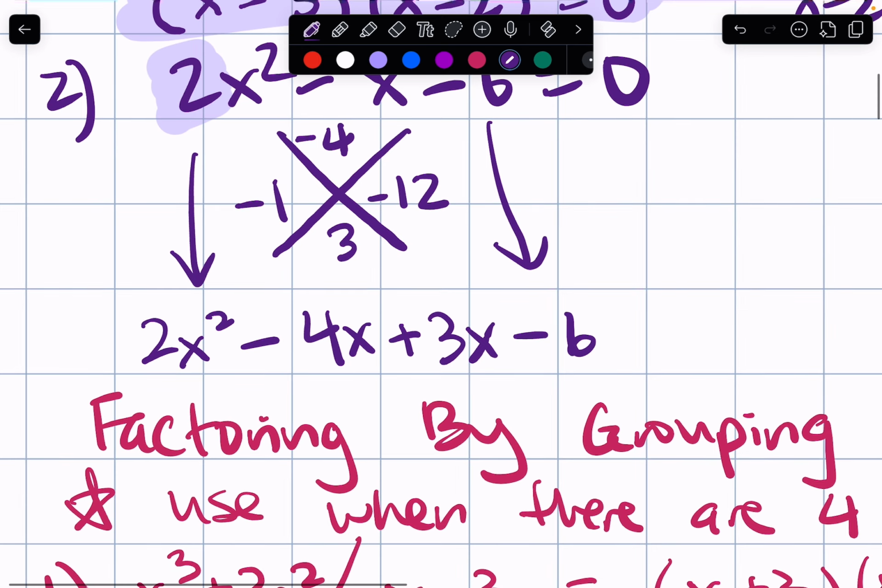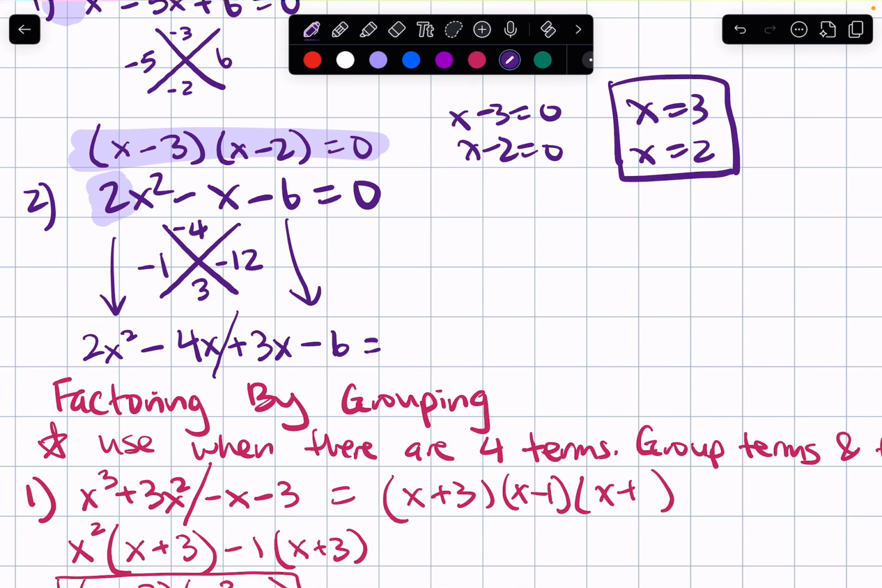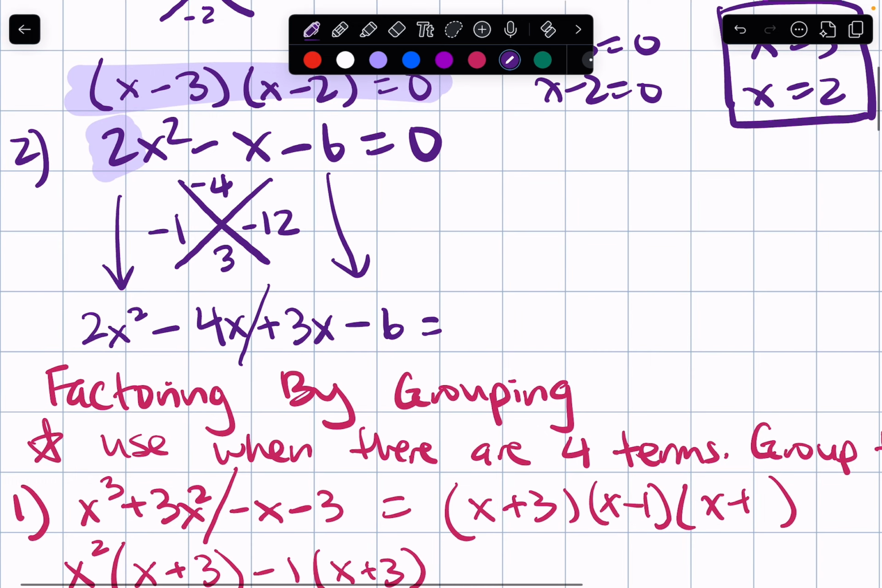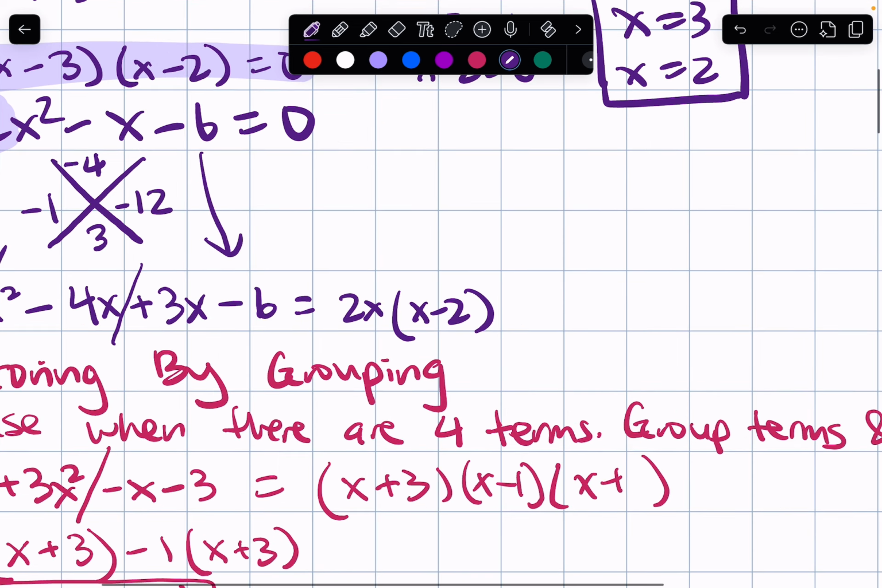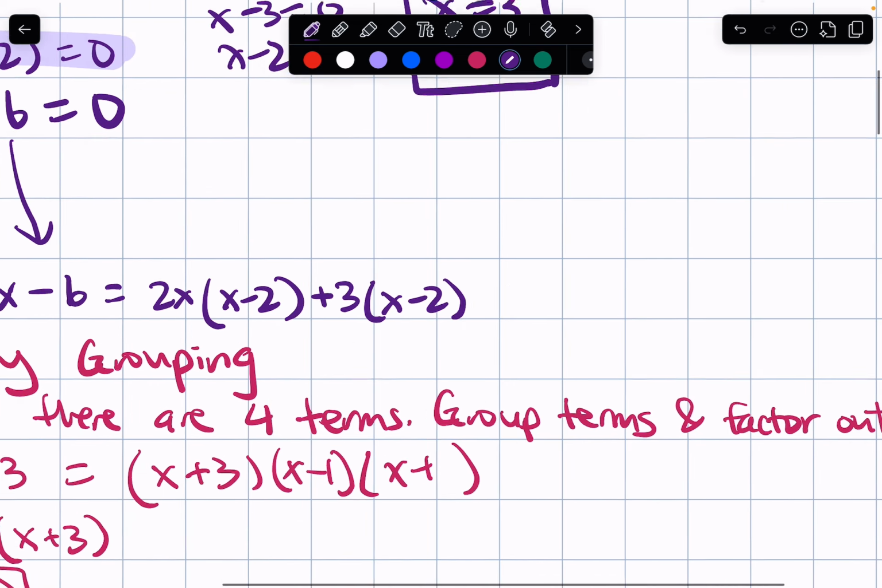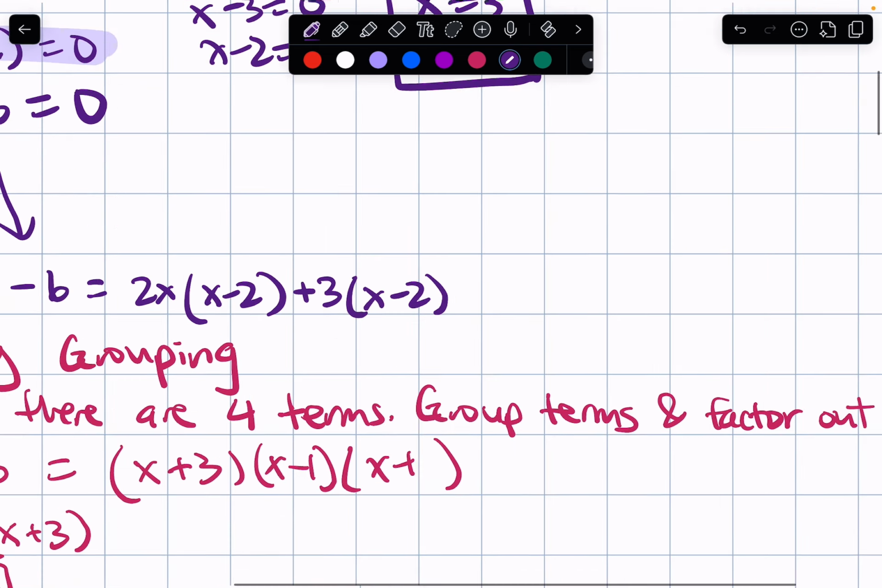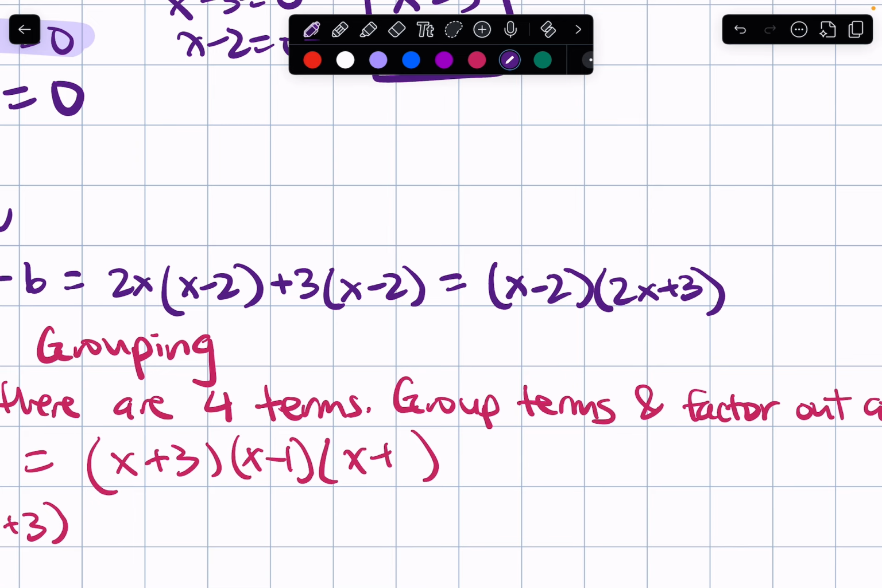And then you're just going to do what I told you before about grouping. We're just going to group it. So factor out a factor on the left, and that's going to be 2x. So if you factor 2x out, it's just going to be x minus 2. Then if you take out the greatest common factor on the right, it's going to be 3. So it's going to be x minus 2. And then we're going to factor the x minus 2 out. And then you're going to get 2x plus 3.